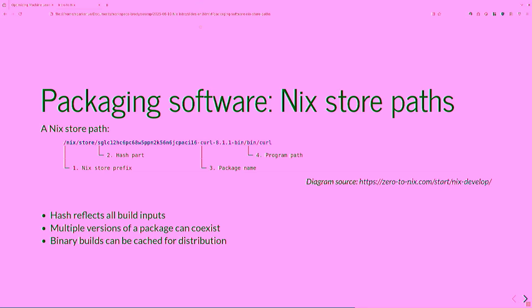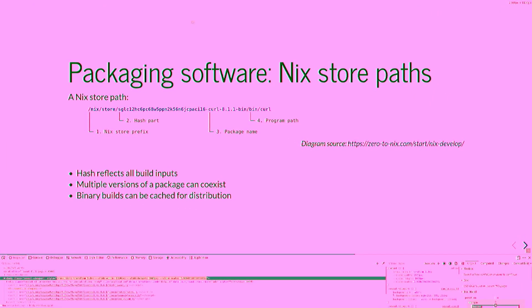So just to go through a few of these bullet points, the hash reflects all build inputs, and because you have the hash, multiple versions of a package can coexist. You can have multiple versions of curl 8.1.1 on your machine, and binary builds can be cached for distribution.